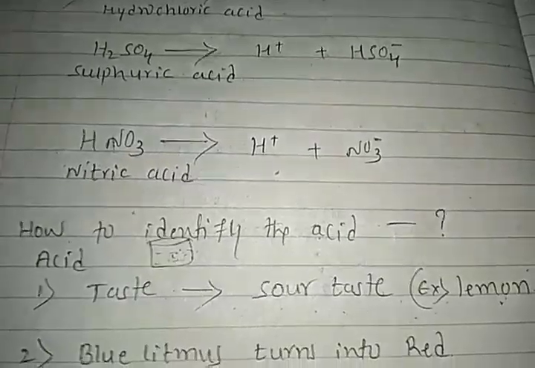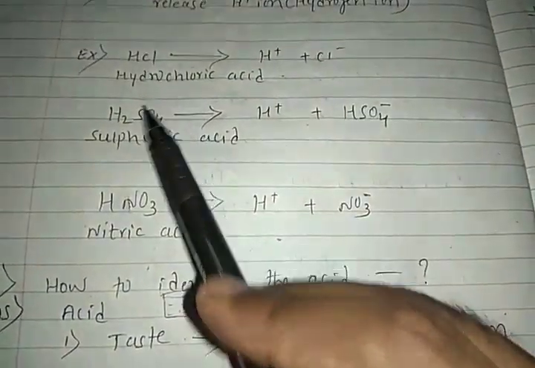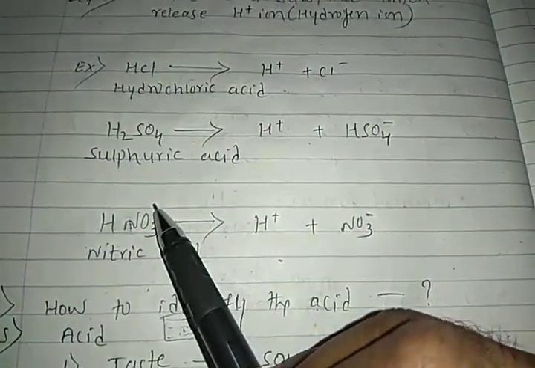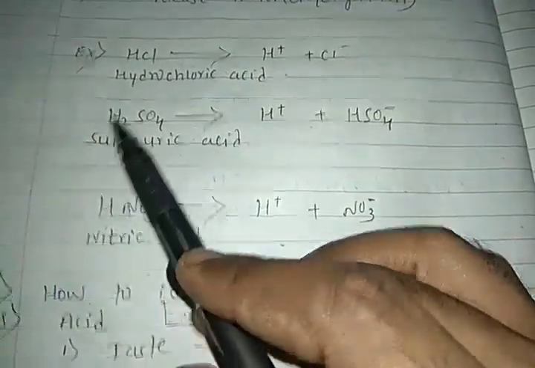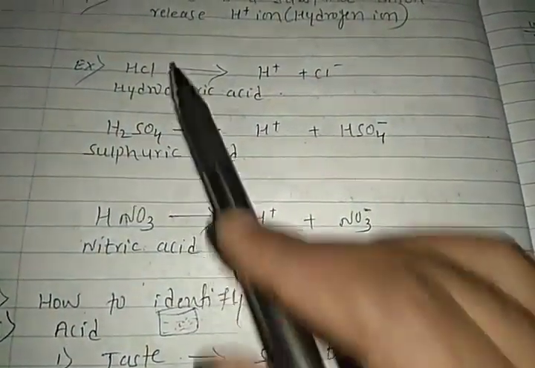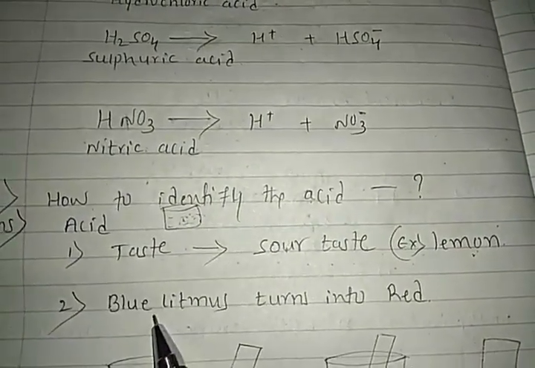Okay, we will test acids. Some acids are so dangerous and harmful, like HCl, H2SO4, HNO3. We can't taste or lick these acids because they are hazardous and poisonous in nature. So if you don't want to taste them, how do you identify them? One more option is there, the litmus paper.